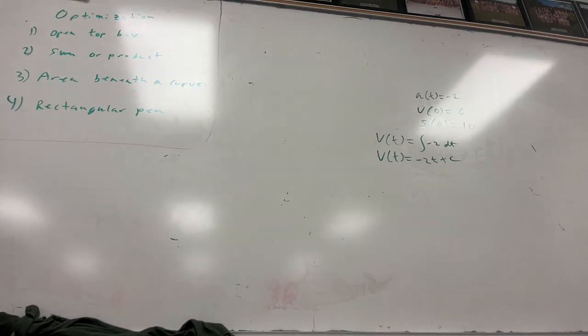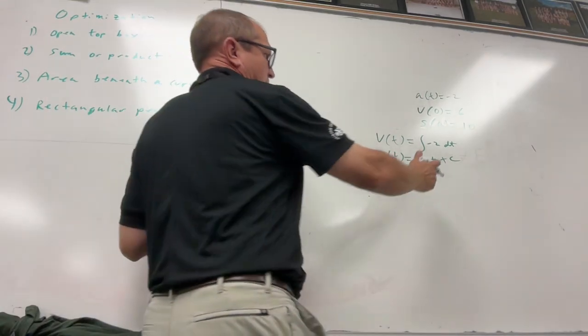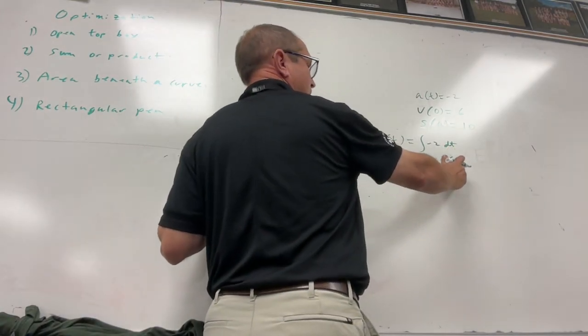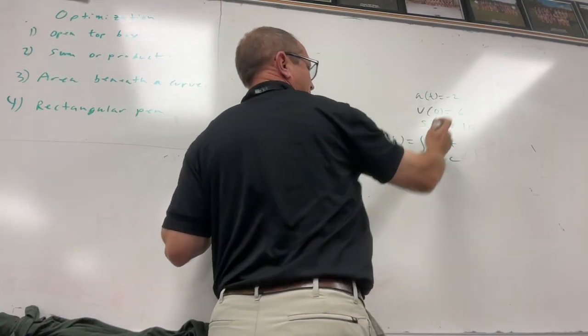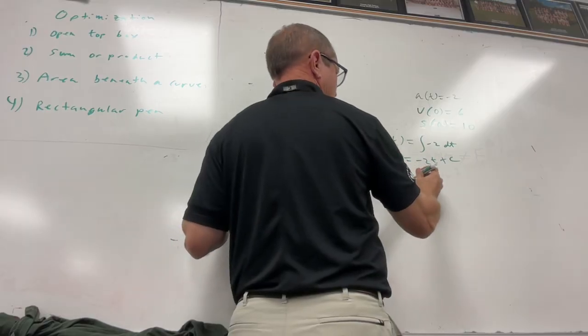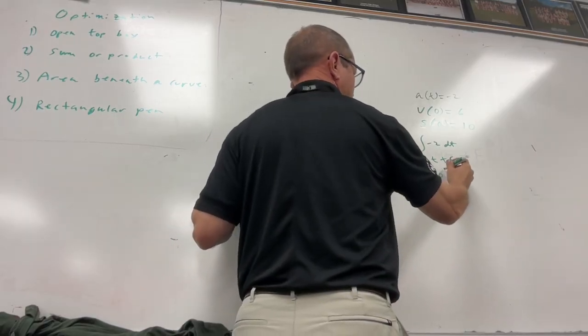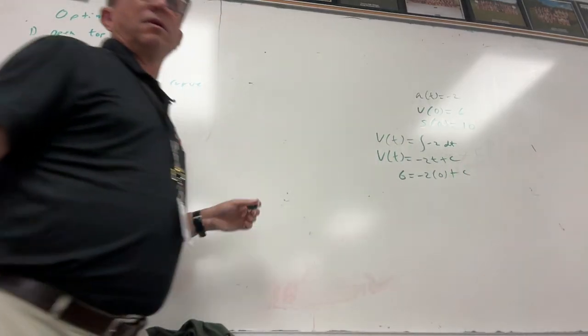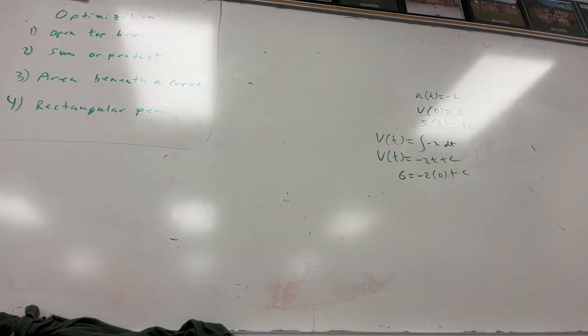Does that make sense? All right, now I need to figure out what this constant value is. So I know if I plug in 0, I get 6 as my answer. So 6 equals negative 2 times 0 plus my constant. So what is my constant going to be there? 6. My constant's going to be 6. So what's my velocity equation going to be? Negative 2t plus 6.